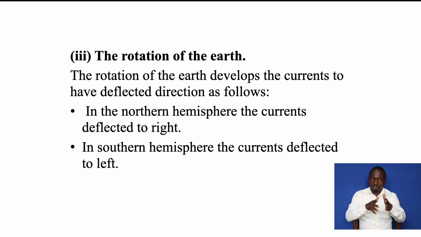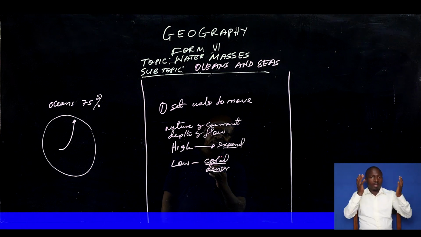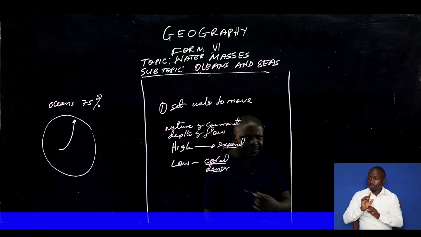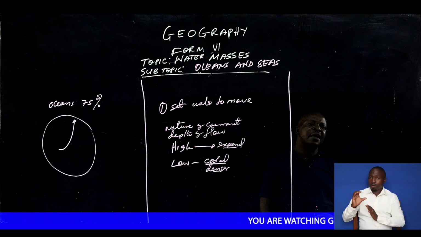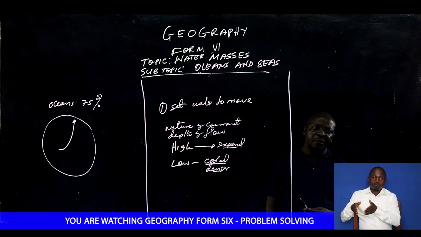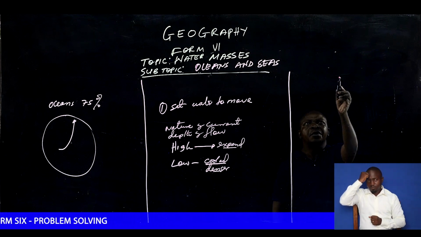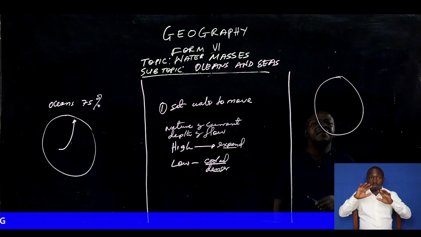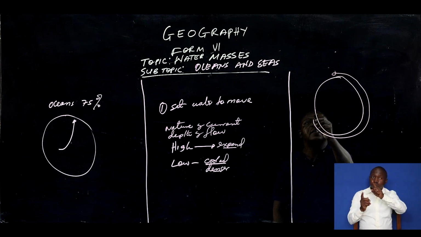3, we have the rotation of the Earth. Before we look at the elaboration of the points we have there, let us understand this. We have already seen currents are made to occur by the force of windy systems. Now, it should bear in our mind that the Earth has a behavior of rotating anti-clockwise from west to east.